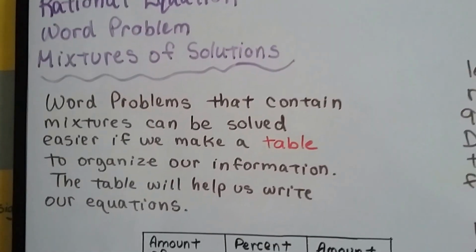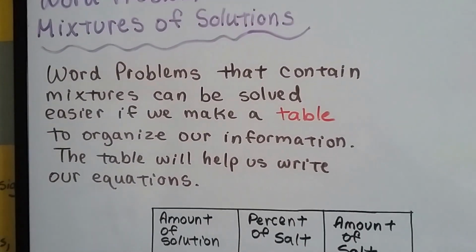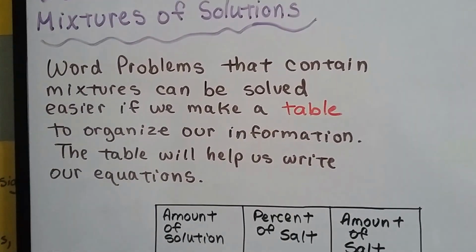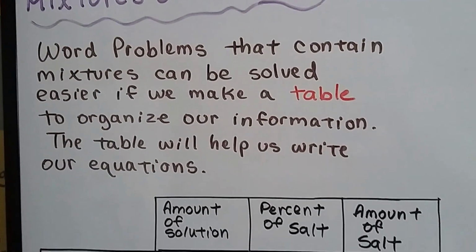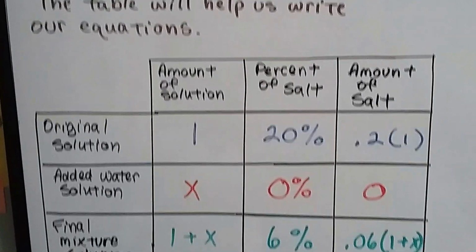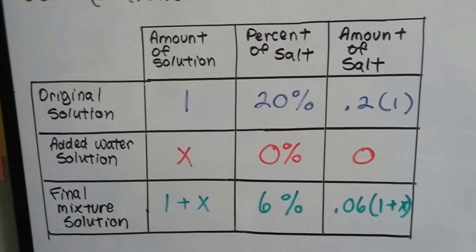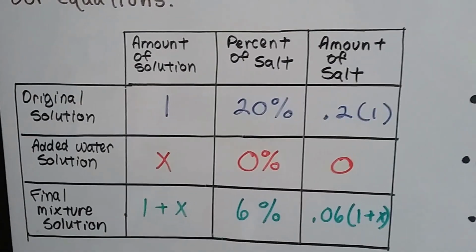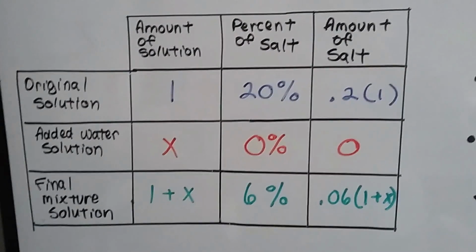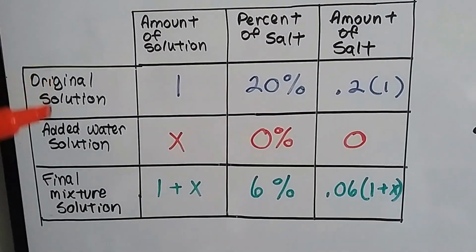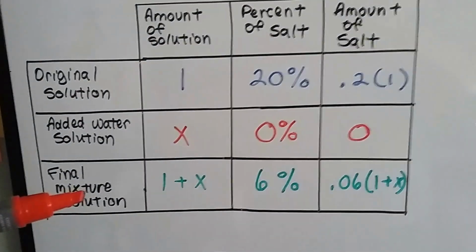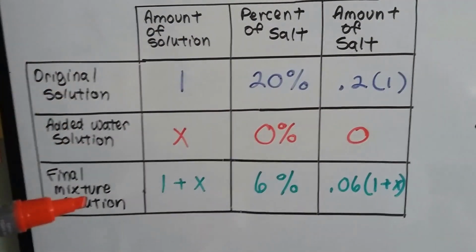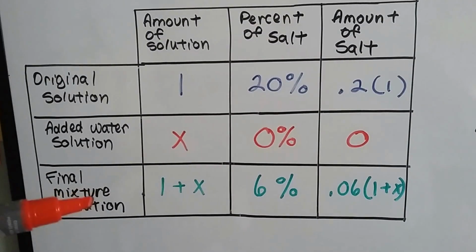So word problems that contain mixtures can be solved more easily if we make a table to organize our information. The table will help us write our equations. Here we have a table, and if you look at how I set it up, this is a mixture of solutions word problem. I've got the first solution here, the second solution here, and the final solution of these two added together is going to be this last one here.